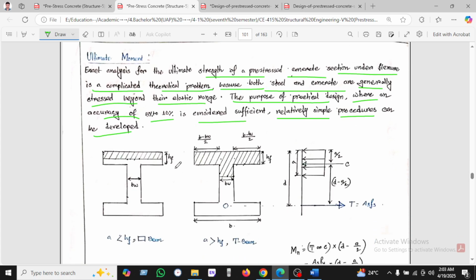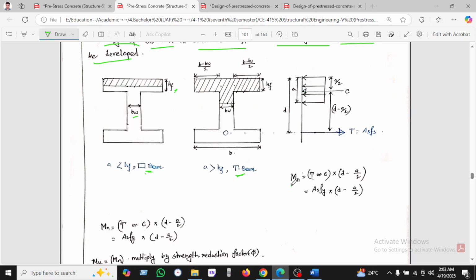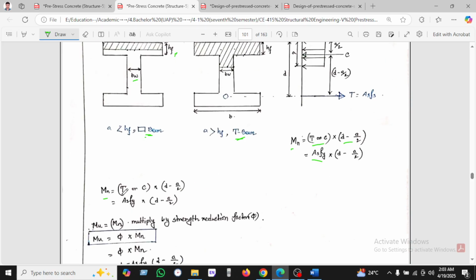So you can see BW is here. There is the flange height h_f. There is the web. So if a is less than h_f, then it will be a rectangular beam. If a is greater than h_f, then it will be a T beam. So you can see there is the b by 2, and this is the stress block a, and this is d, and this is T equal to A_s f_s. M equals force into perpendicular distance, T into a divided by 2, which is A_s f_y (d minus a by 2). As you know, this is also the same below.